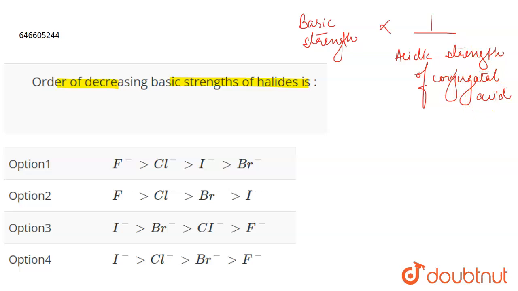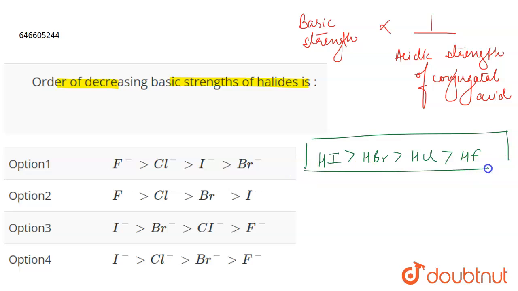acid. Okay, so if we talk about the acids of these ions that we have, it will be HI, right? HBr, HCl, and HF. And what is the order of the acidic strength of these acids? HI is a better acid in comparison to HBr, then HCl, and then HF. This is the order of the acidic strength of these acids, right?